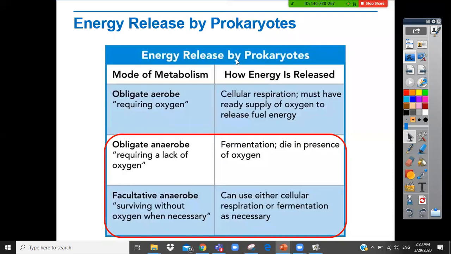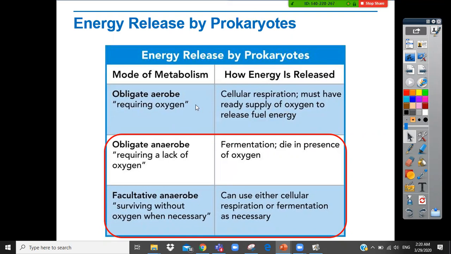Some prokaryotes need oxygen to release their energy. Some of them don't require oxygen to release their energy. Now, these are different prokaryotes based on whether they require oxygen or they don't require oxygen to release their energy.